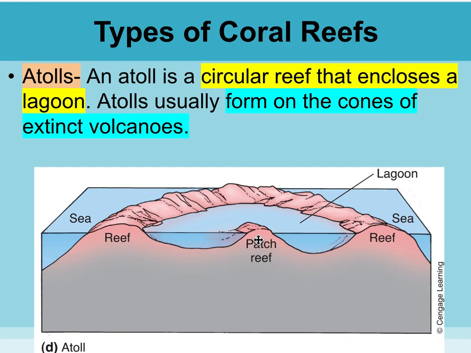Okay, so then there's an atoll, and the atoll is the one where the reef is along the outside. The land has eroded. Sometimes it shows a little bit here, but mostly there's no land left. This is just a little patch reef and a lagoon. And usually it's forming in the cones of extinct volcanoes where the land has totally eroded away.